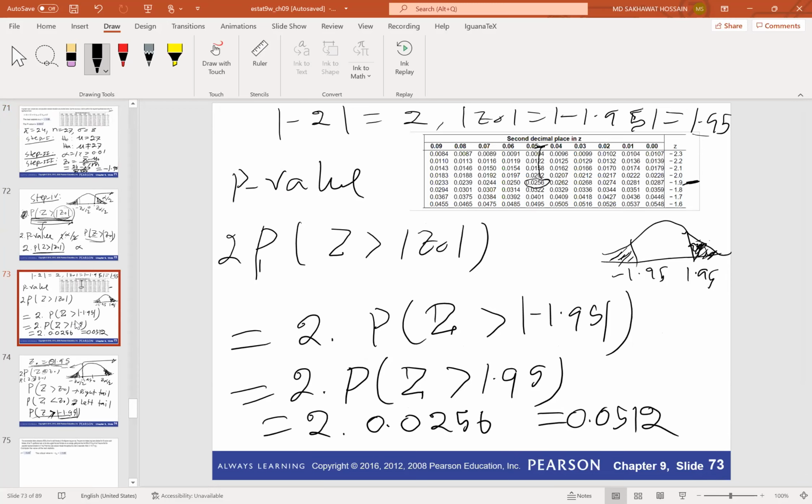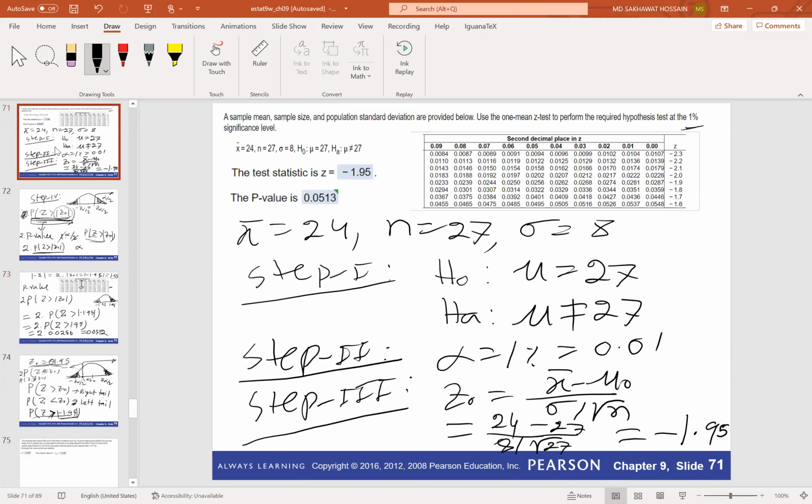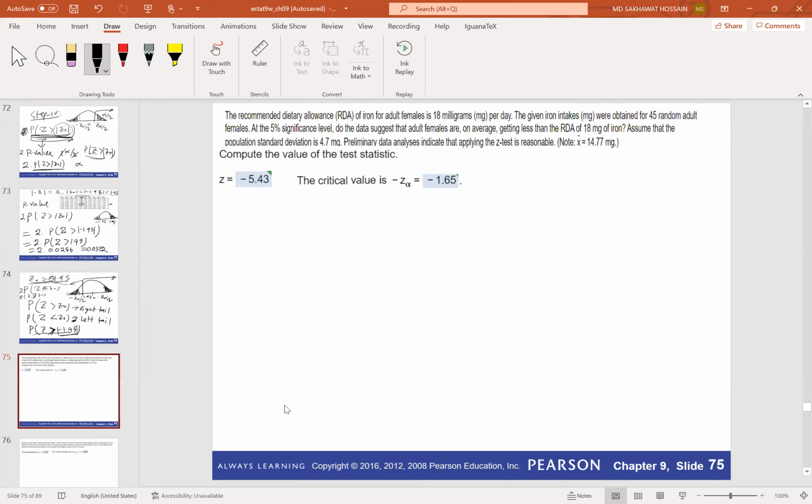So the p-value is greater than alpha, right? That's when we fail to reject the null. So in this case, we fail to reject the null. Our interpretation will be: at the 1% level of significance, the data doesn't provide sufficient evidence to conclude that the population mean is different from, what was the value, 27? Yes, 27. Do you have any questions?